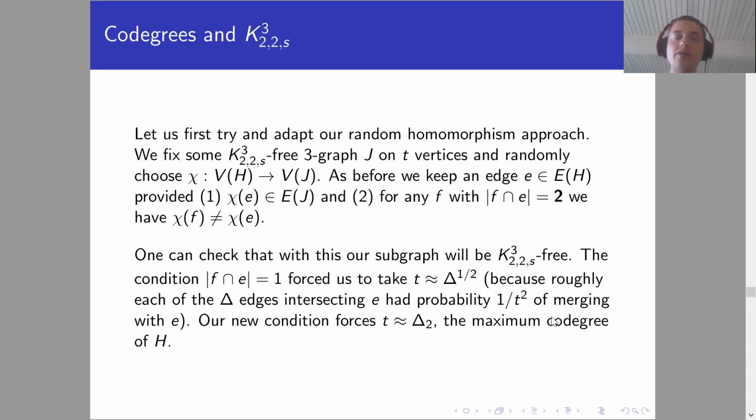So if you follow that logic through with our new setup, you'll see that we now need to take T to be about delta sub 2, which is the maximum codegree of H. This is because, again, you take any edge E, and there's at most delta sub 2 edges intersecting it in 2 places. And for each of these, there's one vertex which now needs to map into E. So its probability is 1 over D of E.